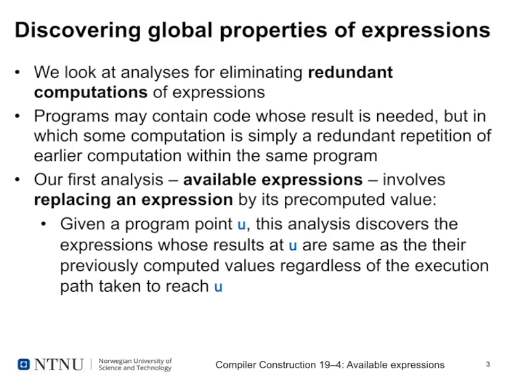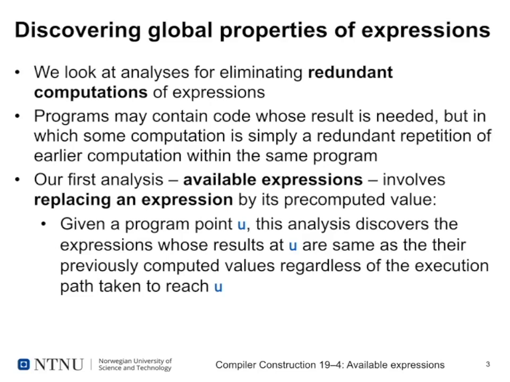This first analysis, and we'll see another one later on in the next lecture, is called available expressions, and this is concerned with replacing an expression by a pre-computed value. So we are again considering program points. If we are looking at a certain program point, we call it U. Our available expressions analysis discovers those expressions whose results at this program point U, so when we arrived at this program point, are the same as their previously computed values.